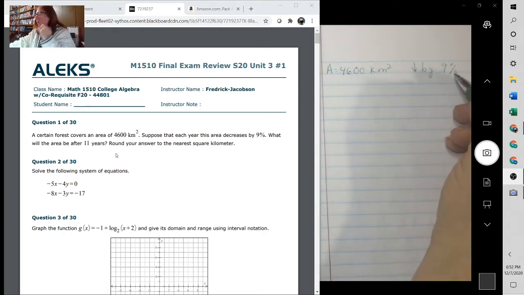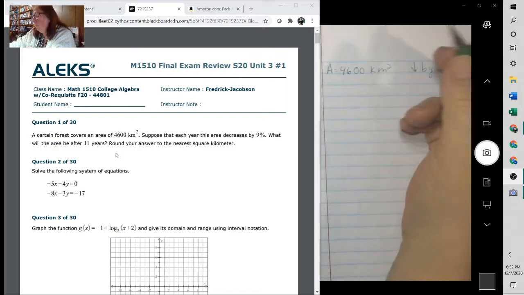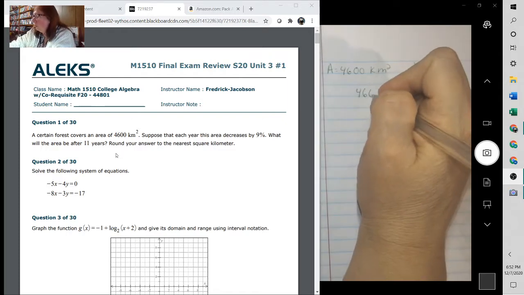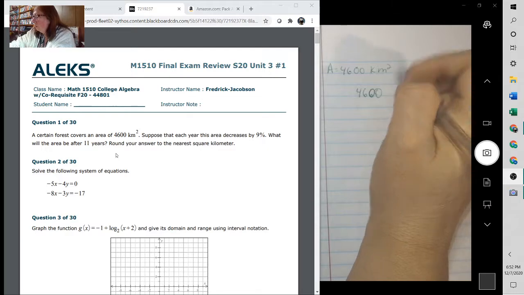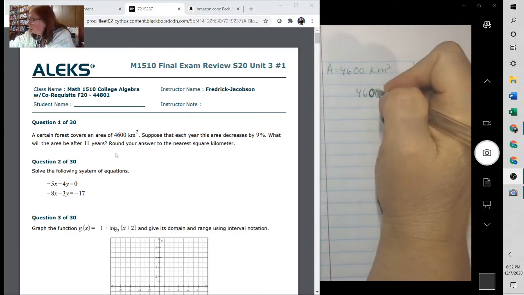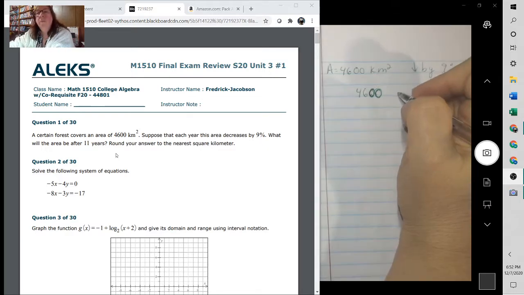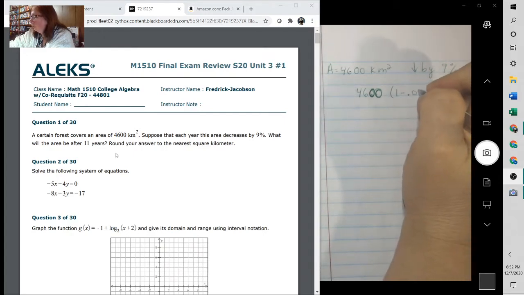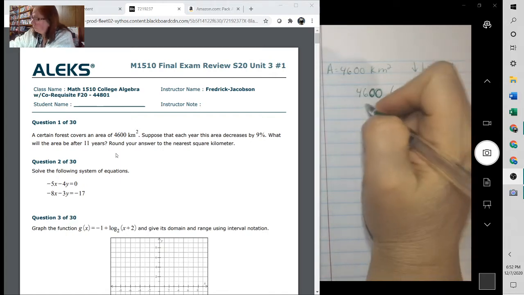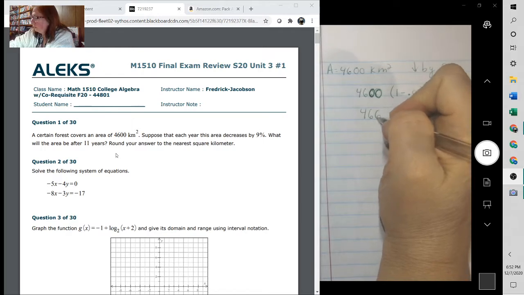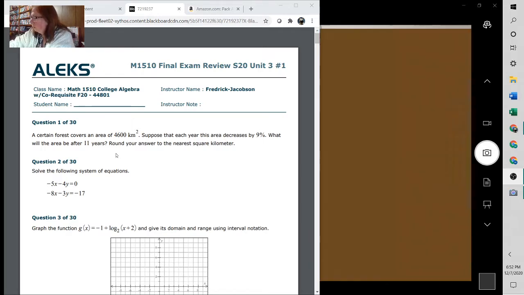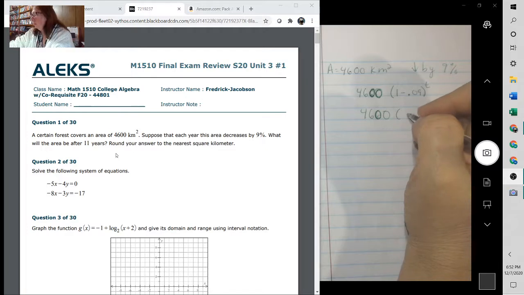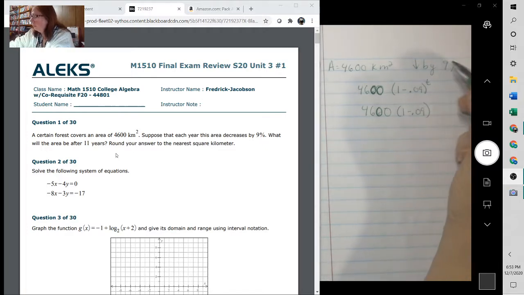So this is an exponential decrease, or 1 minus. So you take your original, $4,600, then 1 minus your percent, and then to the time. So 4,600, 1 minus 0.09, or you could just subtract them.